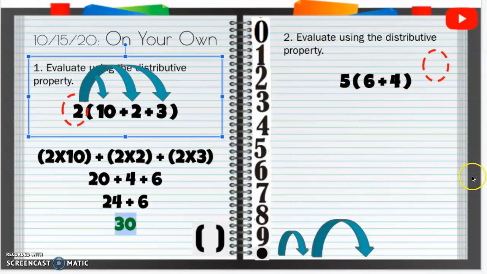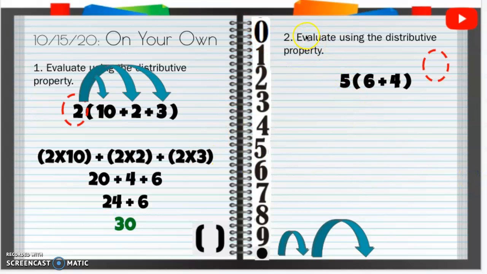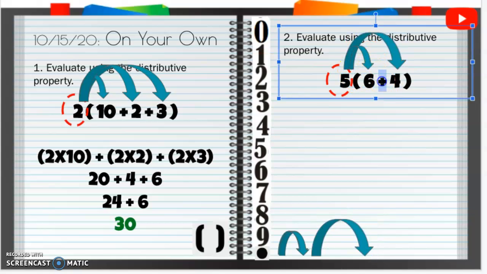Woohoo! All right, let's try this one. Evaluate using the distributive property. So when we have that distributive property, we need to circle the number in front of those parentheses. And we are going to distribute it to each of the numbers inside the parentheses. So we're going to have that first number, which is 5 times 6 plus 5 times 4. Now we need to write it out here so we can see.